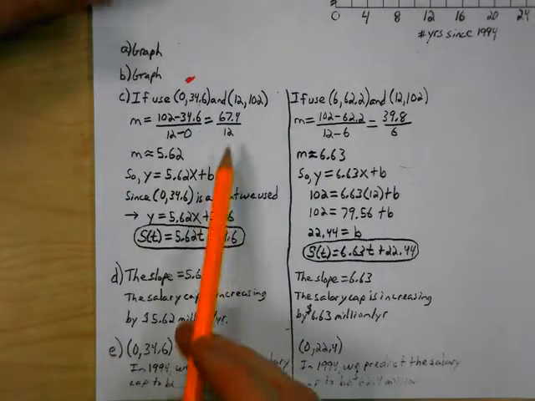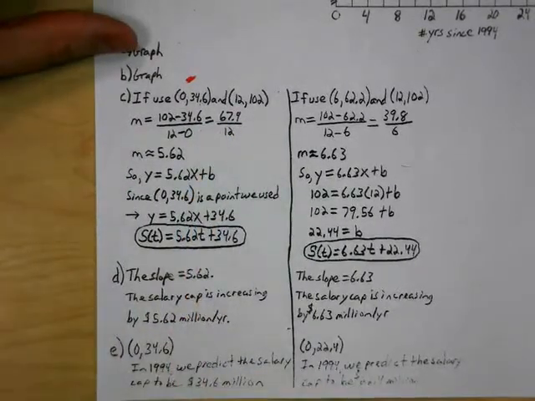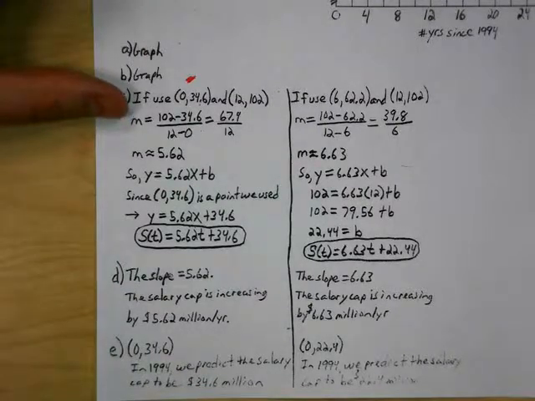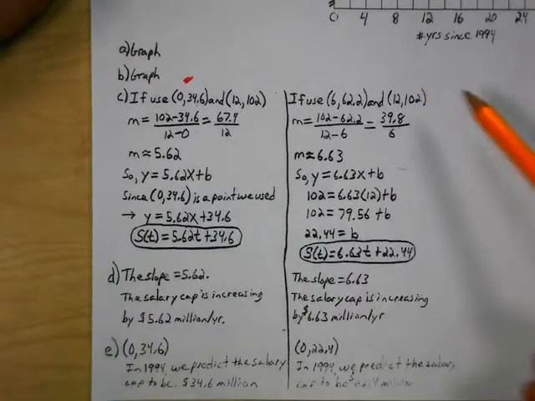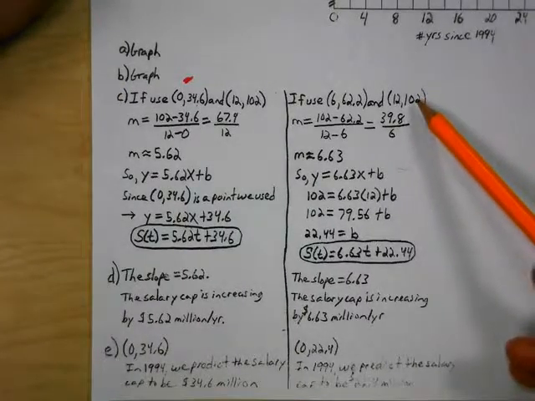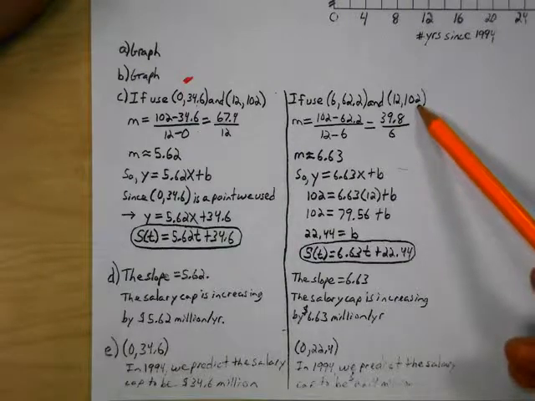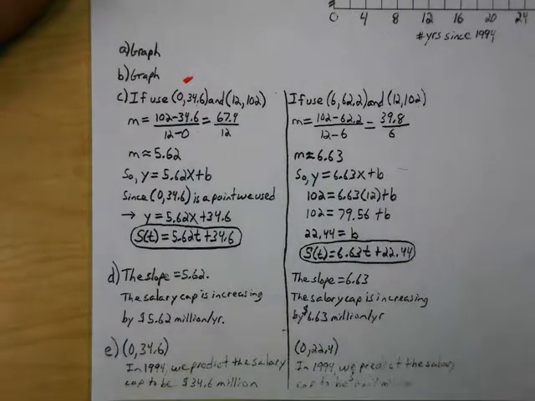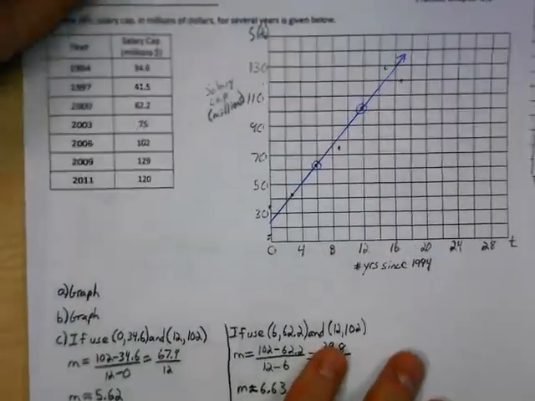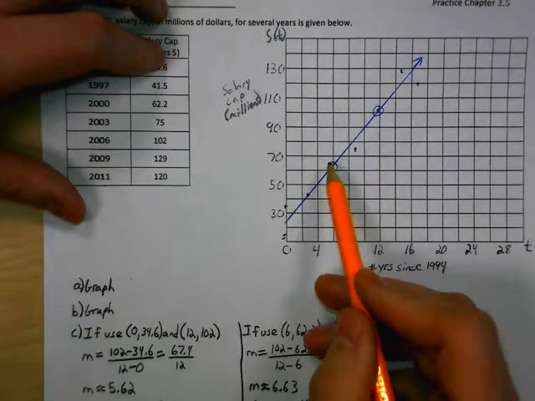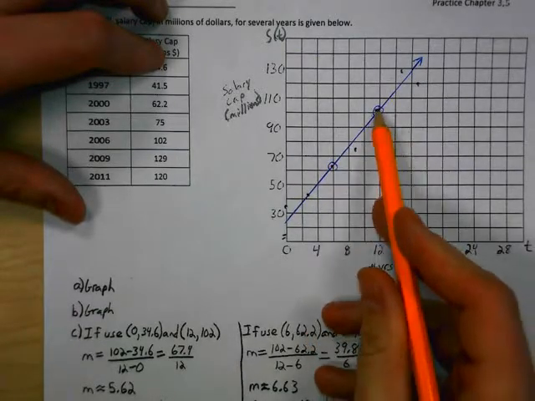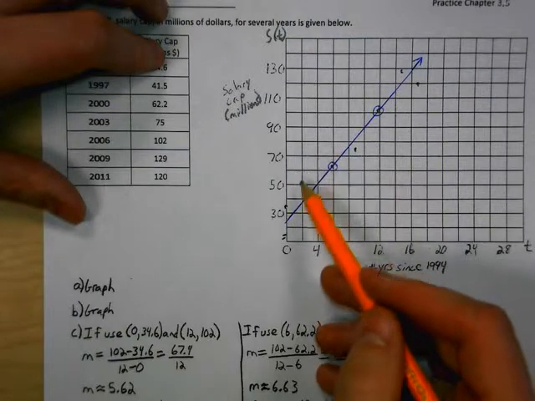So again, this left-hand piece over here is using the points (0, 34.6) and (12, 102). On the right-hand side, that's if you use two different points. So say, for example, you use (6, 62.2) and (12, 102). That linear model would have looked like this. I just circled the 2 points that I drew that model through, here and here. So that's what that linear model would look like.